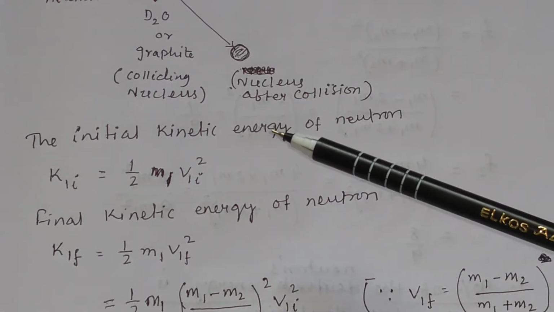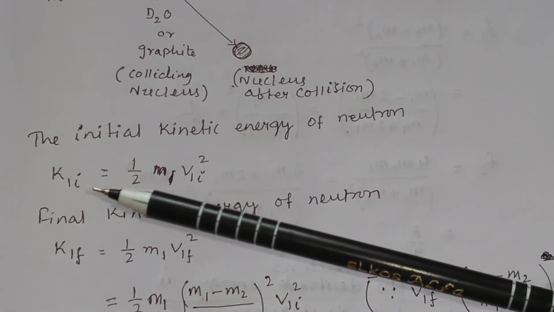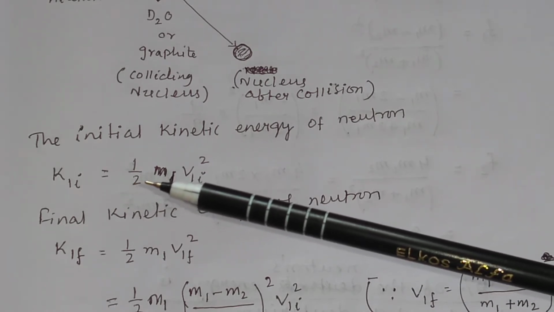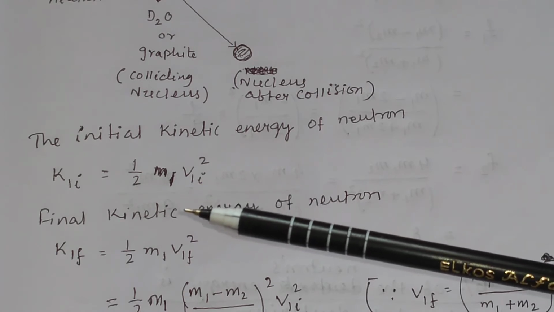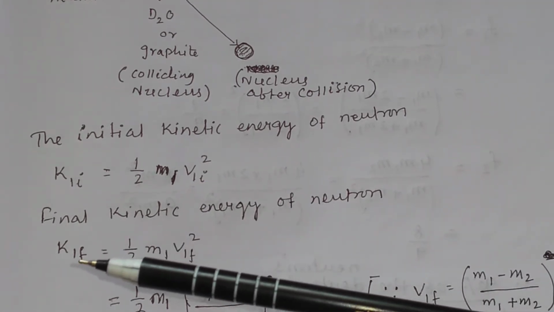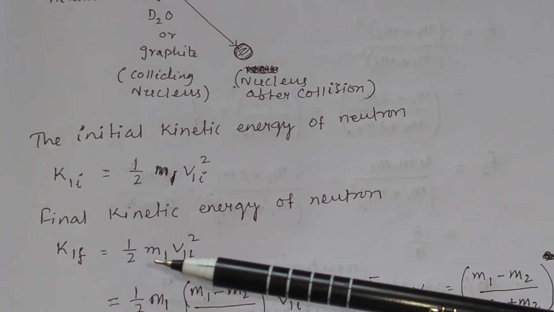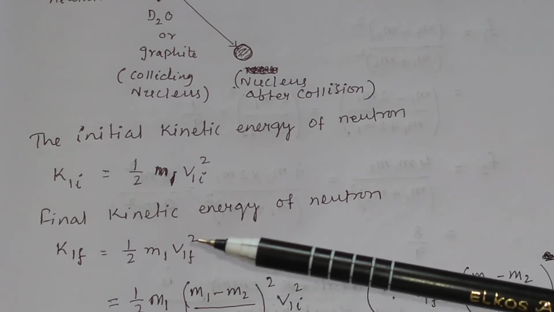So what will be the initial kinetic energy of the neutron? The initial kinetic energy of the neutron, suppose K1i, is equal to half m v square. So here it will be equal to half into m1 into v1i square. And what will be the final kinetic energy of the neutron? The final kinetic energy of the neutron K1f is given by the same formula, half m v square, which is equal to half m1 into v1f square.